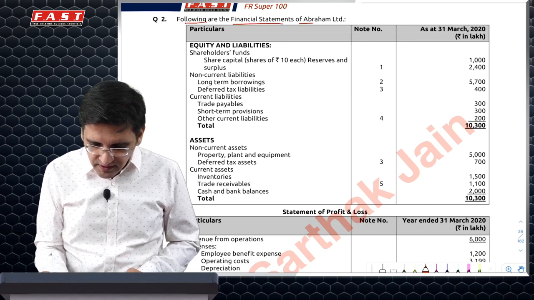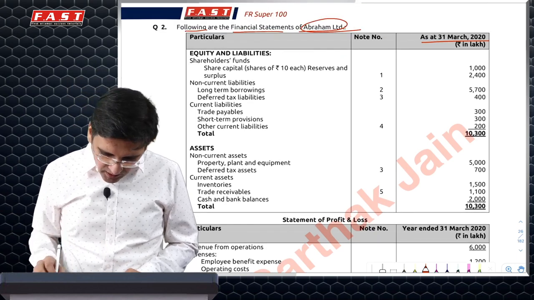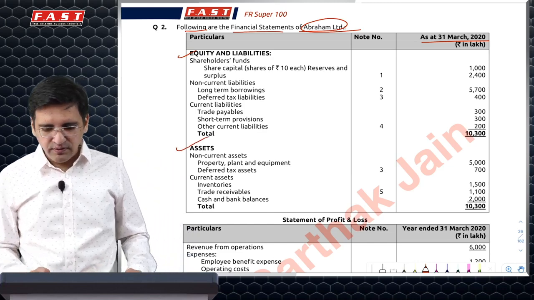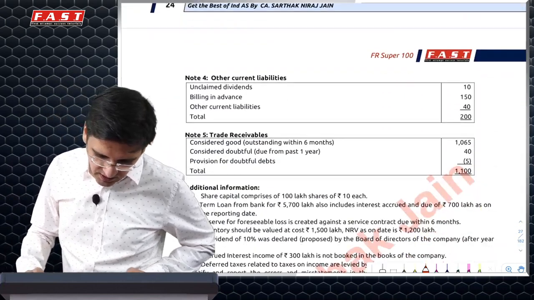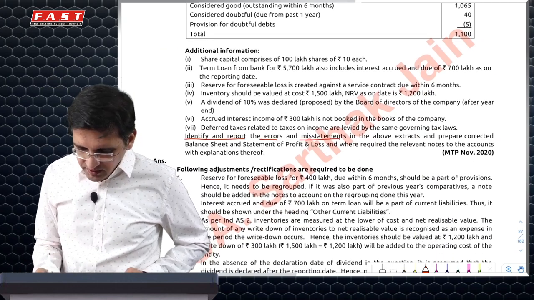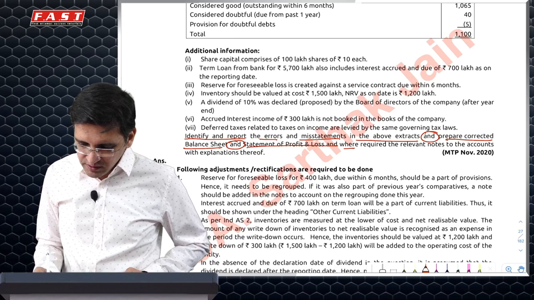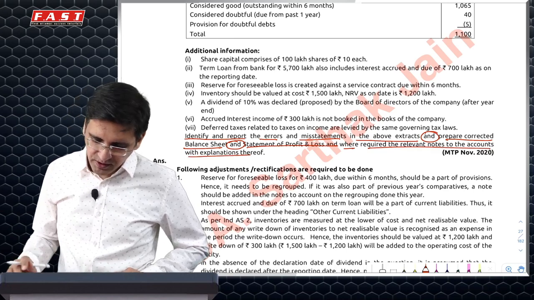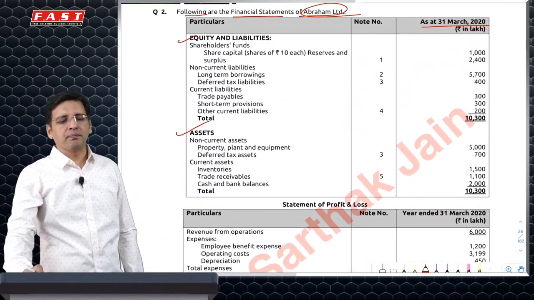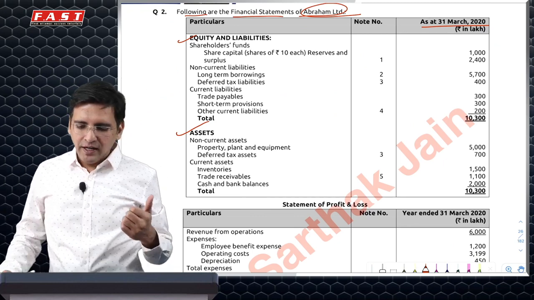Next, the following are financial statements of Abraham Limited, 31st March 2020. And this looks to be the old format, equity and liability, assets. So ideally the question would ask you to prepare financial statements as per Ind AS. Let's see what the last line is. Identify and report errors and misstatements in the above extract and prepare the corrected balance sheet and statement of profit and loss where required. Relevant notes and explanations are also required. So it's a rectification of error kind of final accounts question, if you compare it with your intermediate, foundation or 12th class. In this, you will have to prepare it as per Ind AS.